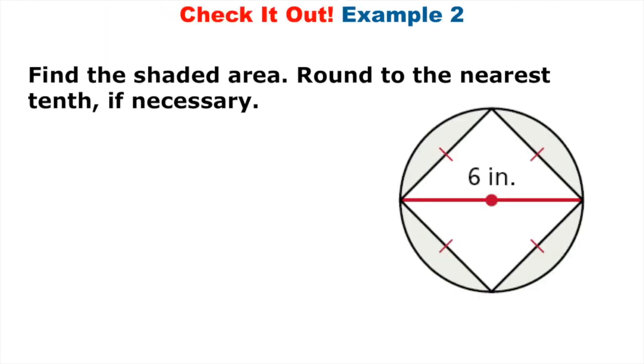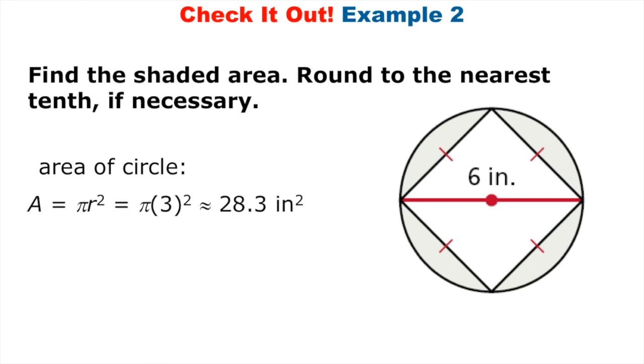Here's another example. Pause the video, work it out, and when you're ready, push play. In this one, we're going to do a similar process as the previous example. We need to find the area of the circle and then take away the area of the square since it is not shaded. So the area of the circle is going to be pi r squared. And since our diameter is 6, we know that the radius is 3. So pi times 3 squared is approximately 28.3 inches.